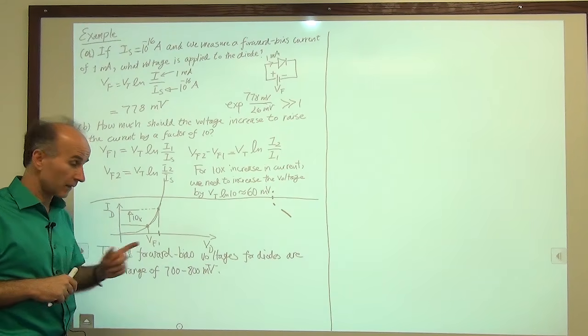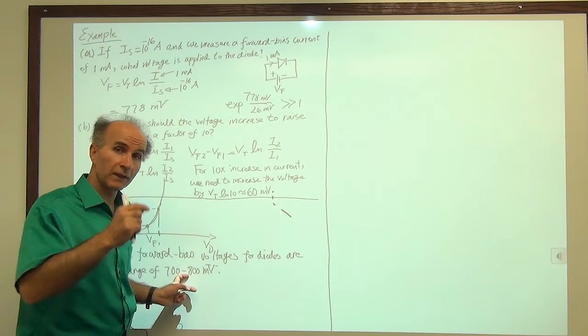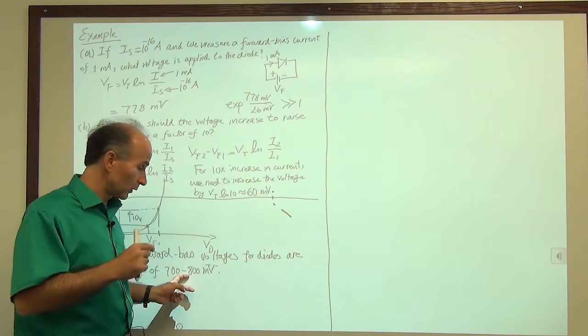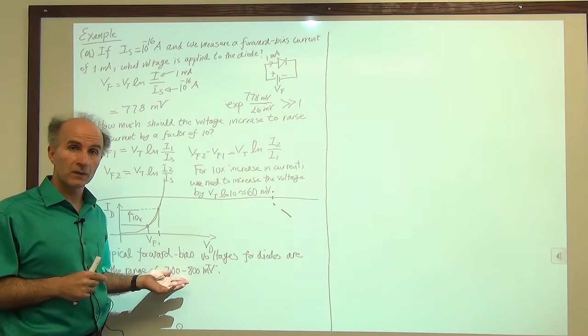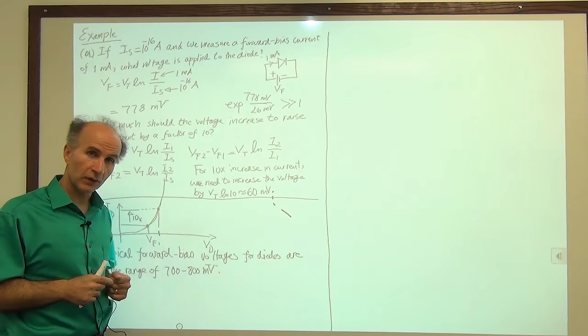Okay? So in most applications, it's a very good estimate to assume that the forward bias is in this range. This is important because when we get to solving circuits using diodes, we do need to pay attention. We need to have some sort of number to start with. Otherwise, the computations become much more complicated.